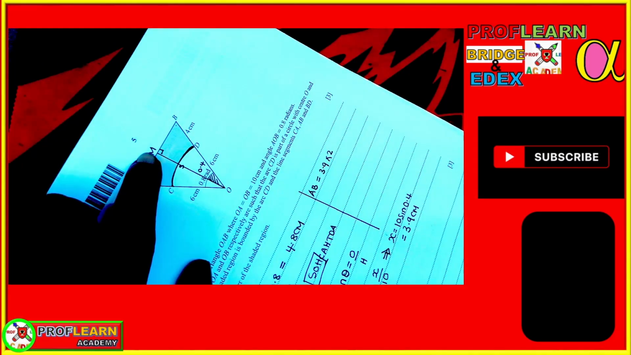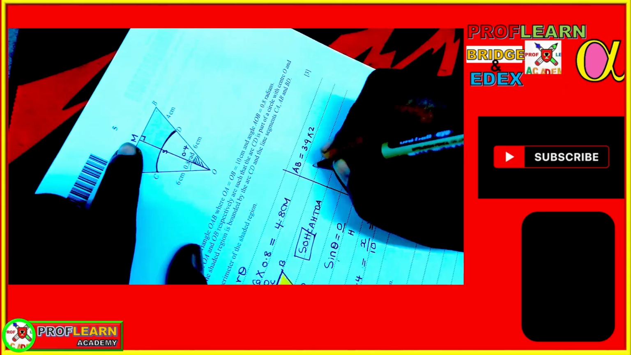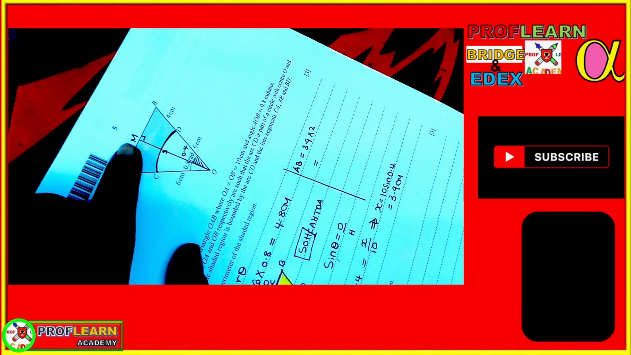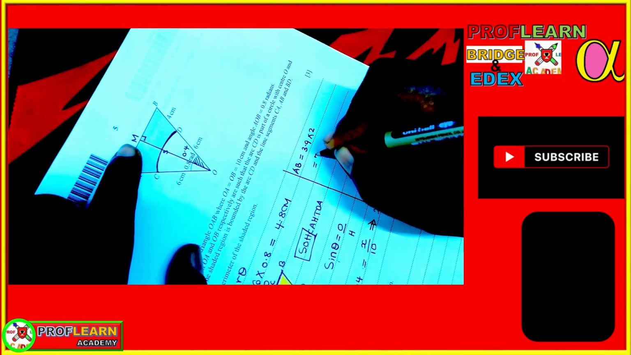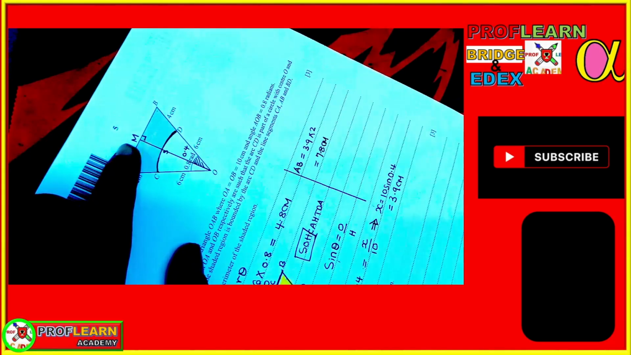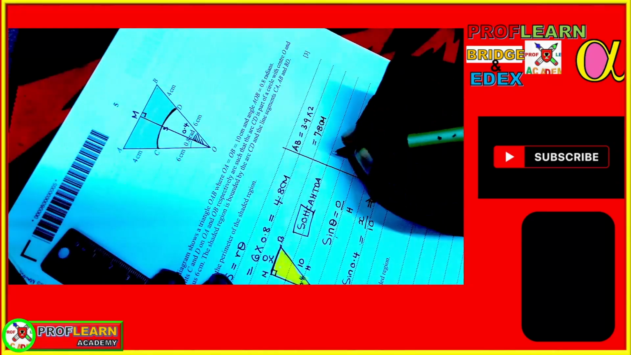So now AB is going to be 3.9 times 2, because M was the midpoint of this section. So we multiply by 2 and we are going to get 7.8 centimeters. Now once we have 7.8, the question was to find the perimeter.